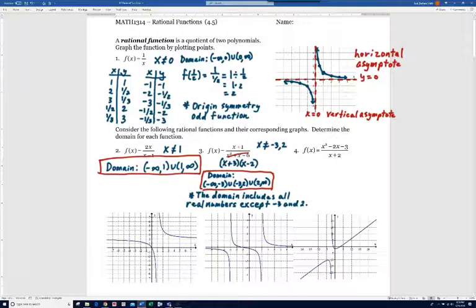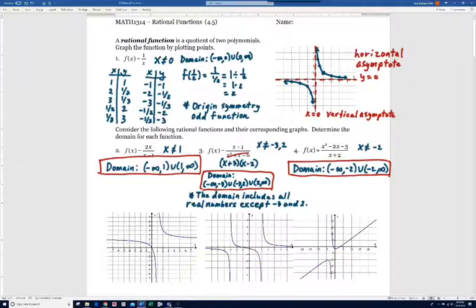All right, if you look at number 4, you can see our restricted value is negative 2. And so our domain will be everything except for negative 2. All right, so now what I wanted to do here is look at the graphs and see if we can figure out something about vertical asymptotes. We'll also talk a little bit about the horizontal asymptotes.